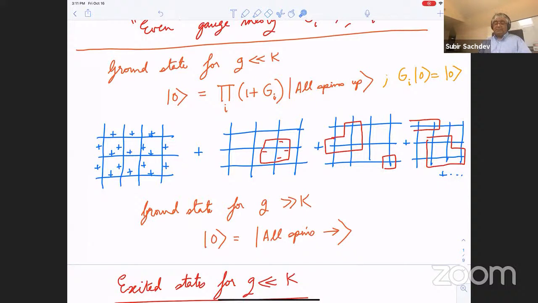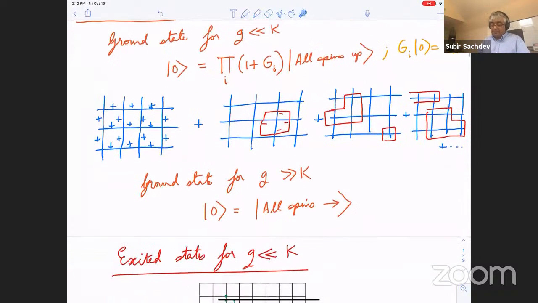Okay, so that's the ground state for G less than K. Of course, all of these terms are gauge equivalent to each other. They're just gauge transforms of each other. So they're not going to be essentially different, and so the calculations are not that bad. You can just work with this one component, and then you can be pretty sure that all the others will behave in the same way, at least on an infinite lattice.